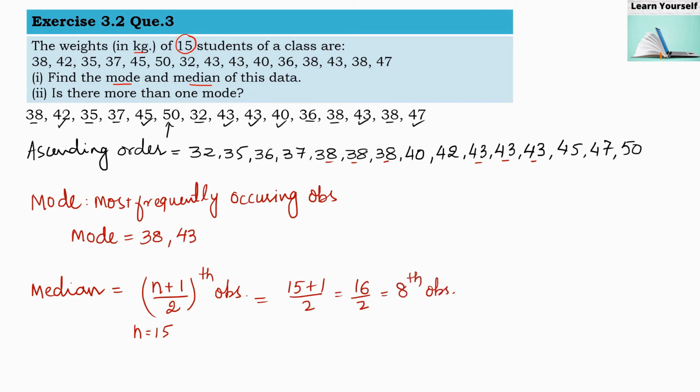Now let us find out which one is the 8th observation. 1, 2, 3, 4, 5, 6, 7 and 8. So this is our 8th observation, and our median is going to be 40. And they have asked the second question, is there more than one mode? So yes, there are two modes.